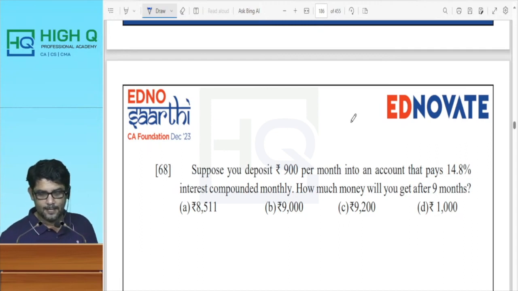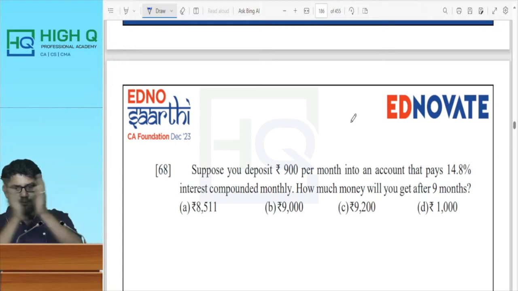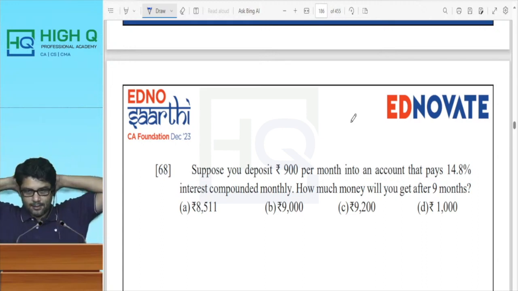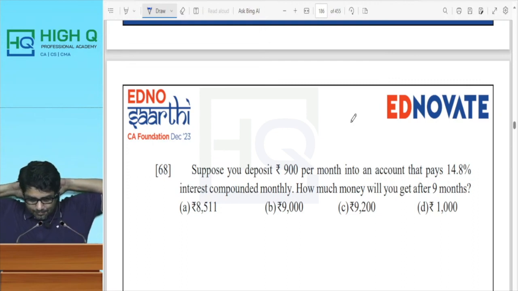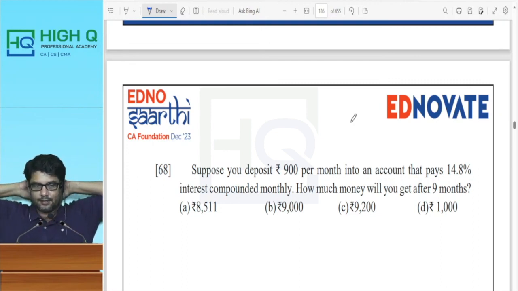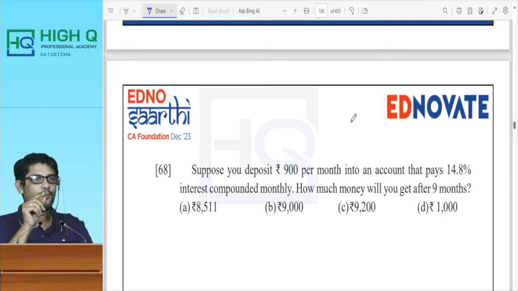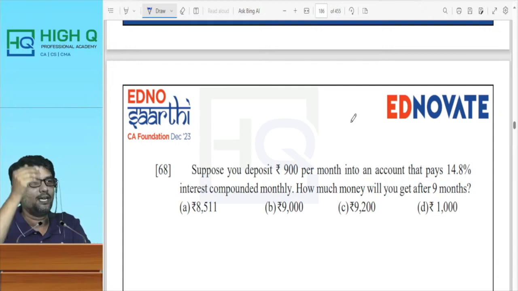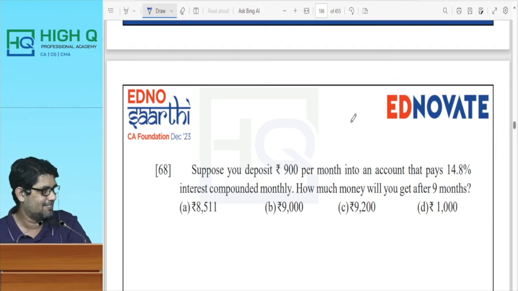Now, I want an answer for this question from your side. Suppose you deposit 900 rupees per month into an account that pays 14.8% interest compounded monthly. How much money will you get after 9 months? Fast, fast, make it fast. I want the answer. Guys, when you give the answer, I want you to put the question number also, because some people are lagging. Previous question answers are still coming. So please put the question number and give the answer. Okay.